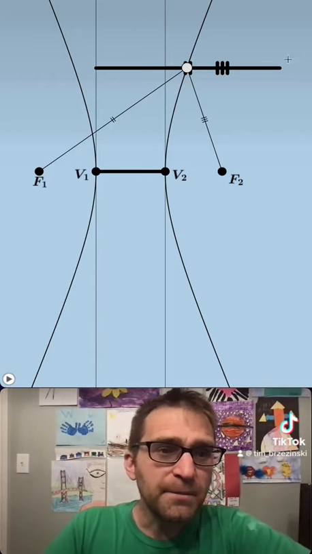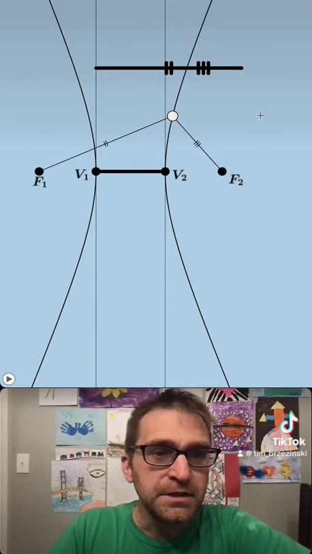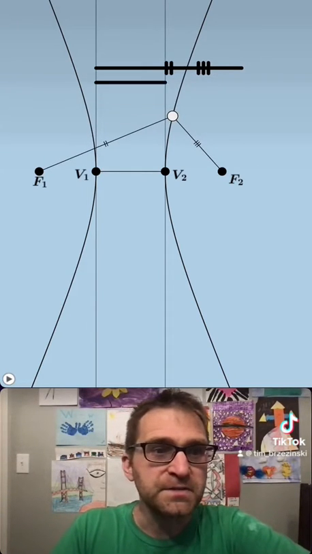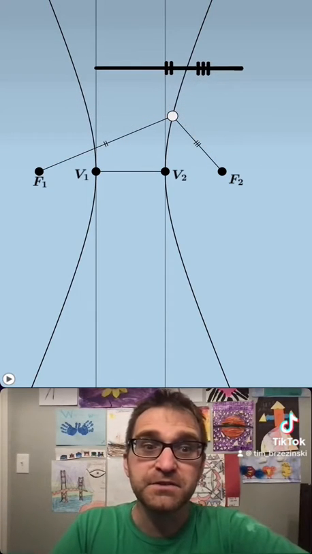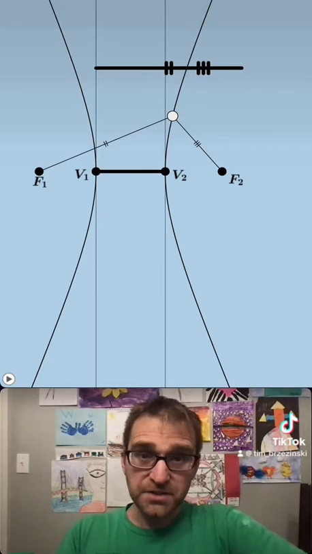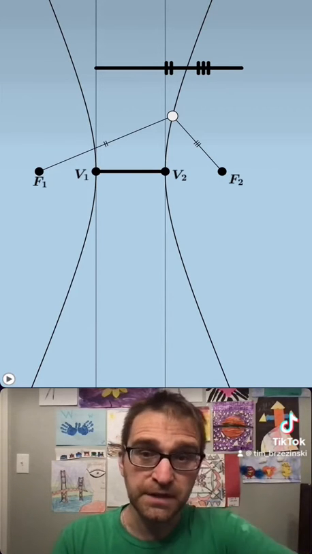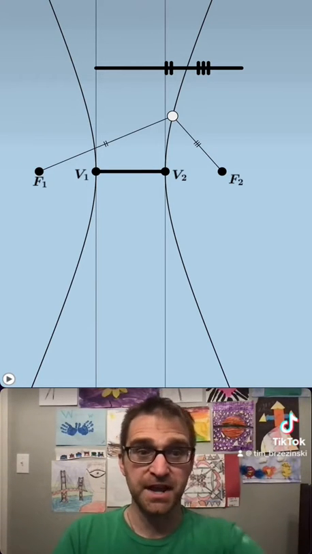Interesting. What happens if I put this point down here? Let's look at F1 and F2 again. If I subtract those two distances, right? See, F1 to P minus F2 to P, that distance is also the distance from V1 to V2. The length of the hyperbola is what we call the transverse axis right there.